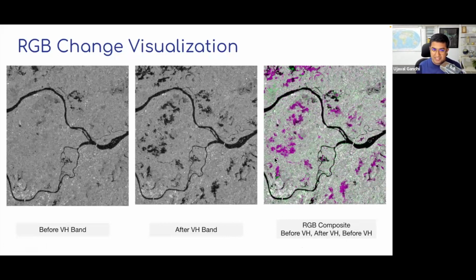Right? You can see all the stuff in purple is flooded. If there was stuff that went the other direction, you'd see it in green. But here, most of this went to flooded. So you can easily detect where the changes happen. So this is called a change visualization, where you're taking 1 band from before, 1 band from after, and putting them together in an RGB composite. So this is also very effective.